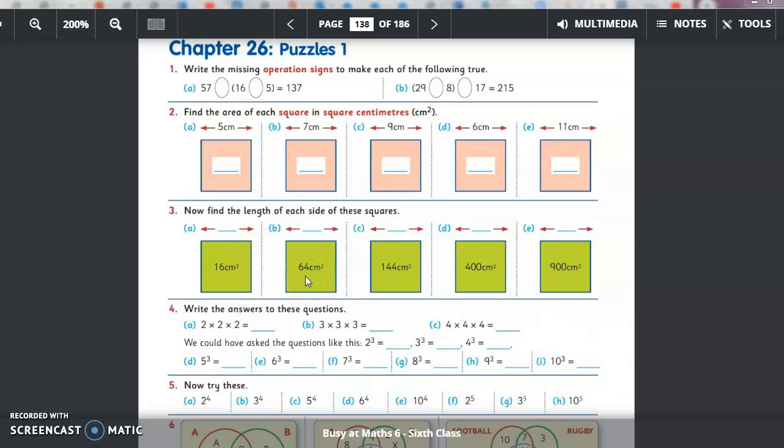Keep going here. 5 5s are 25, 6 6s are 36. Keep going until you get to the end. Then they get a little bit trickier.